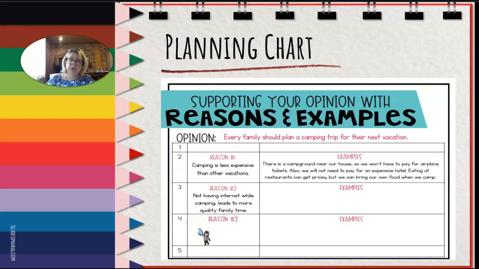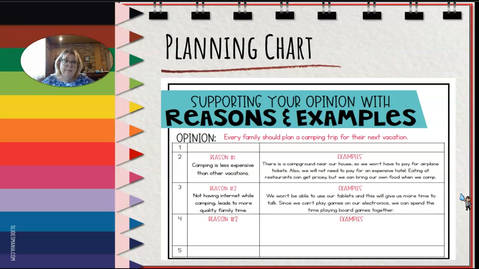Now, what about my reason 2? Not having internet leads to more family quality time. I can say that, but what's my example to show? Here's what I was thinking. We won't be able to use our tablets or our phones, and this will give us more time to talk to each other. Since we can't play games on our electronics, well, we can spend the time playing board games together as a family. When you go camping, you're out in the wilderness. There's no internet connection. So I think that these are examples that will help support my reason of how it will lead to better family time. What do you think?